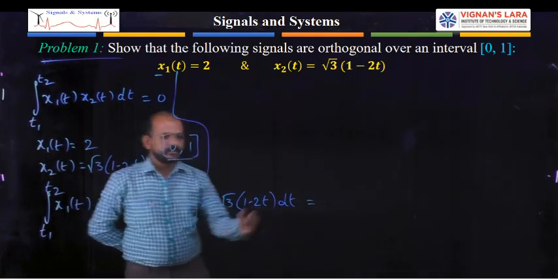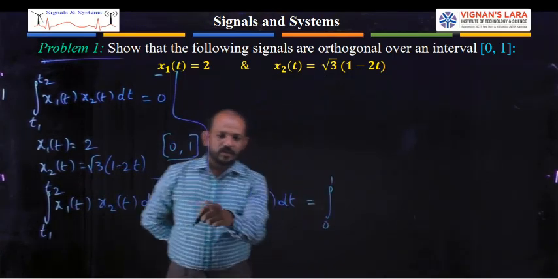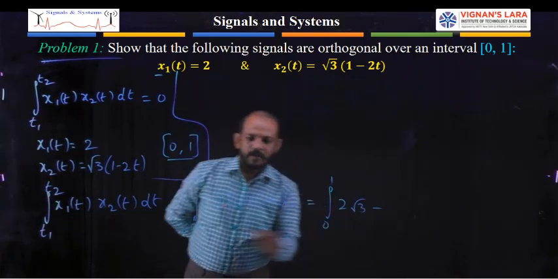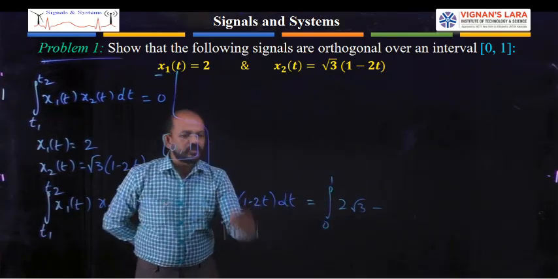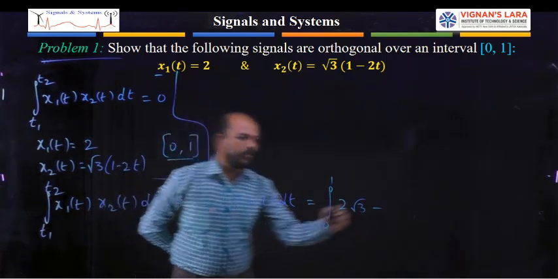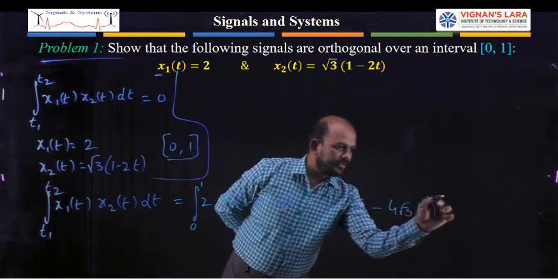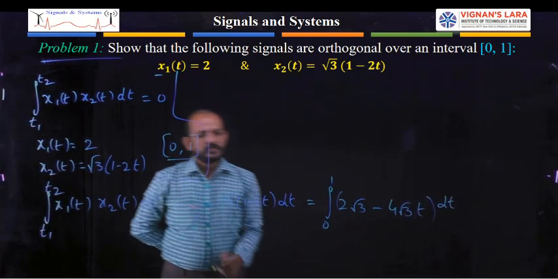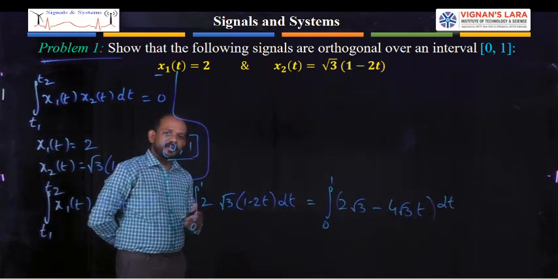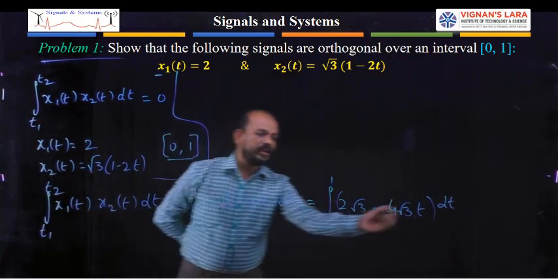What's the value of this one? The integral from 0 to 1 of 2 root 3 into 1 is 2 root 3, minus 2 root 3 into 2t, which is 2 into 2, 4 root 3 t dt. So just like a into (b plus c) is a into b plus a into c, in the same way I expanded it.